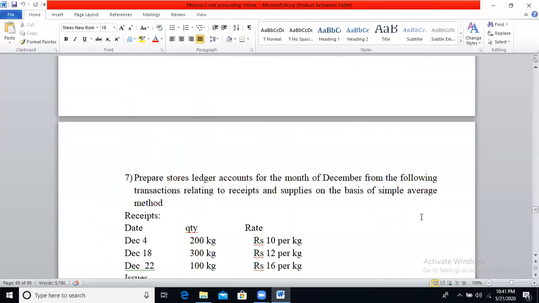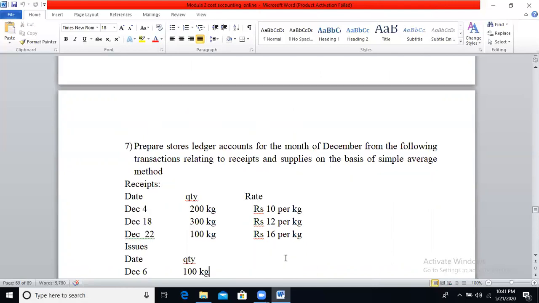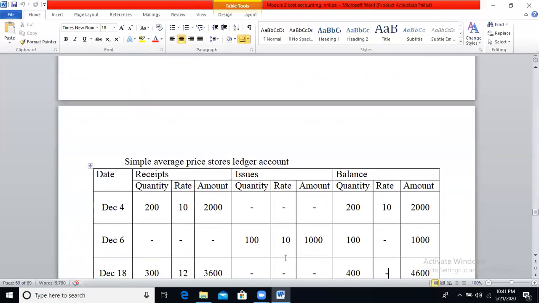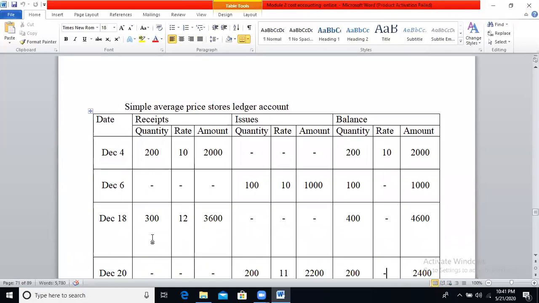The next transaction is December 18th, we are receiving 300 kg at the rate of 12 per kg. So December 18th, receipts 300 kg at the rate of 12. So 300 into 12, you will get 3600. Now, for the quantity, if it is receipt, you have to add. Balance quantity is here 100. 100 plus receipt quantity 300, you will get 400. And for the total amount, 1000 plus 3600, you will get 4600.